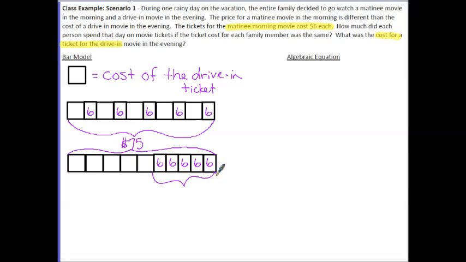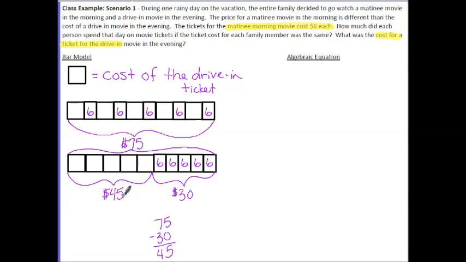So if I add up all of these sixes, and we have 1, 2, 3, 4, 5 of them, 5 times 6 we know is 30. I can use that to figure out the length for the rest of my bar. And I would do that using subtraction because we have the whole value and a portion of that. So we can use subtraction to find the other piece. So let's do 75 minus 30 leaves us with $45.